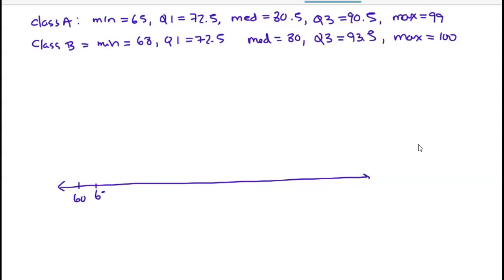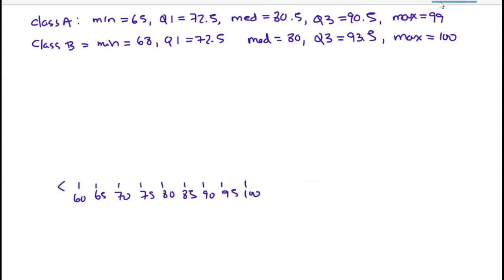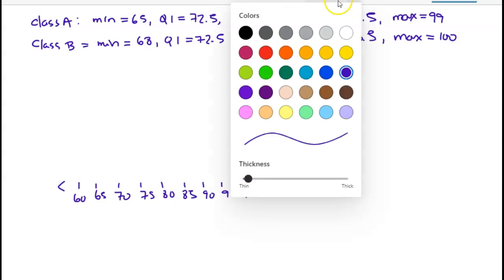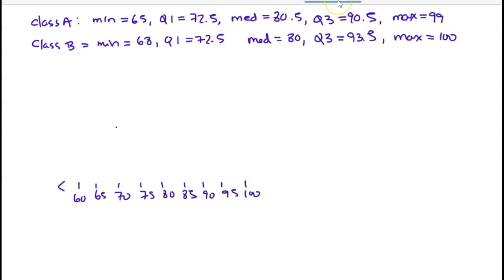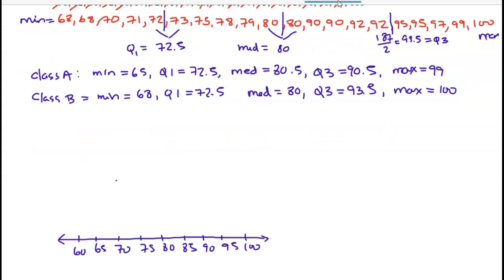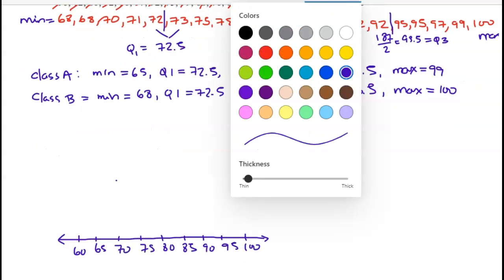60, 65, 70, 75, 80, 85, 90, 95, and 100. Alright, maybe I could have spread it out a bit more, but that's okay. Oops. Let's try again. There we go. Okay. Alright, so let's have our class A in blue.